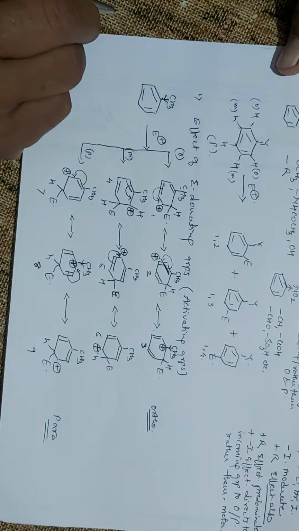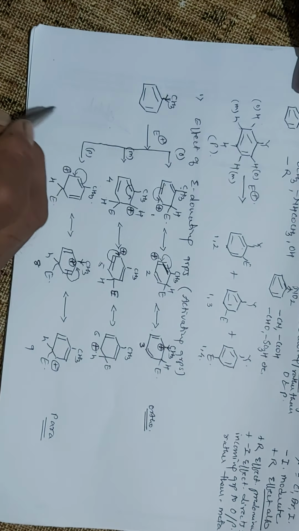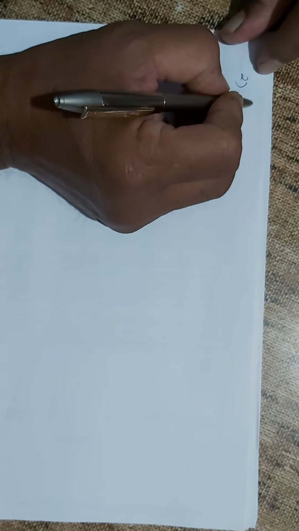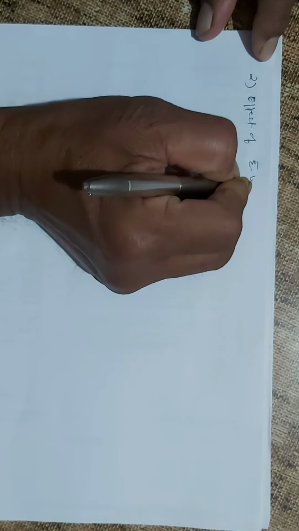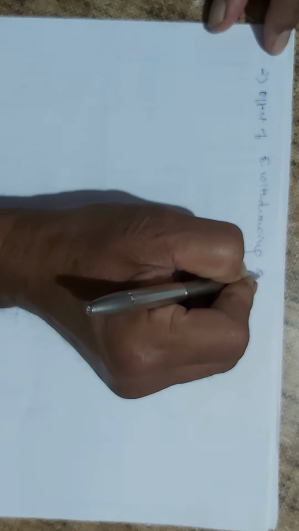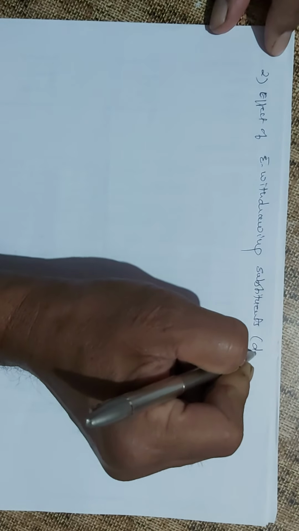And in the same way, let's see the situation if electron withdrawing substituents are present. So here the second situation is the effect of electron withdrawing substituents, which you can also call deactivators.